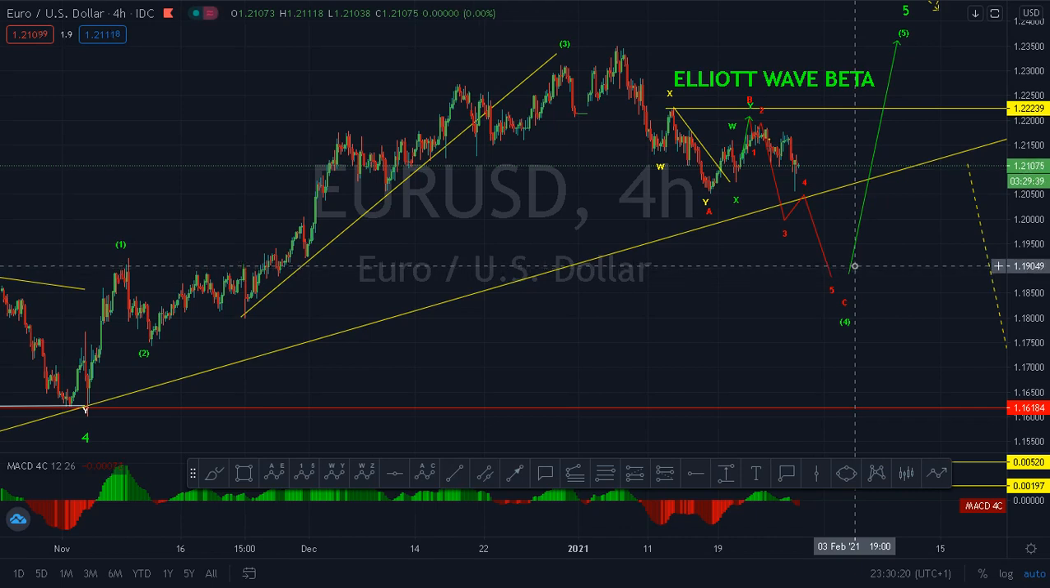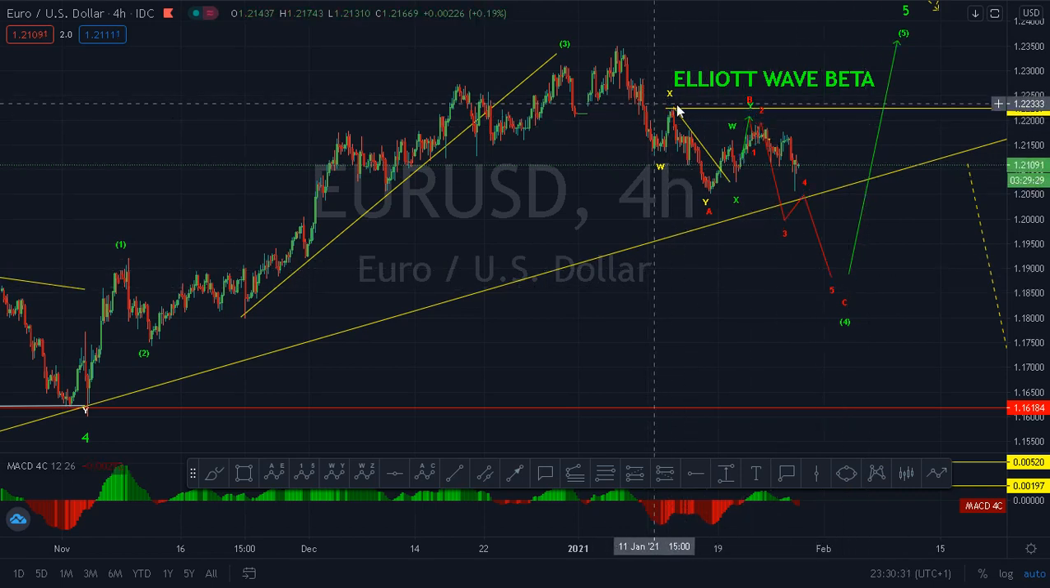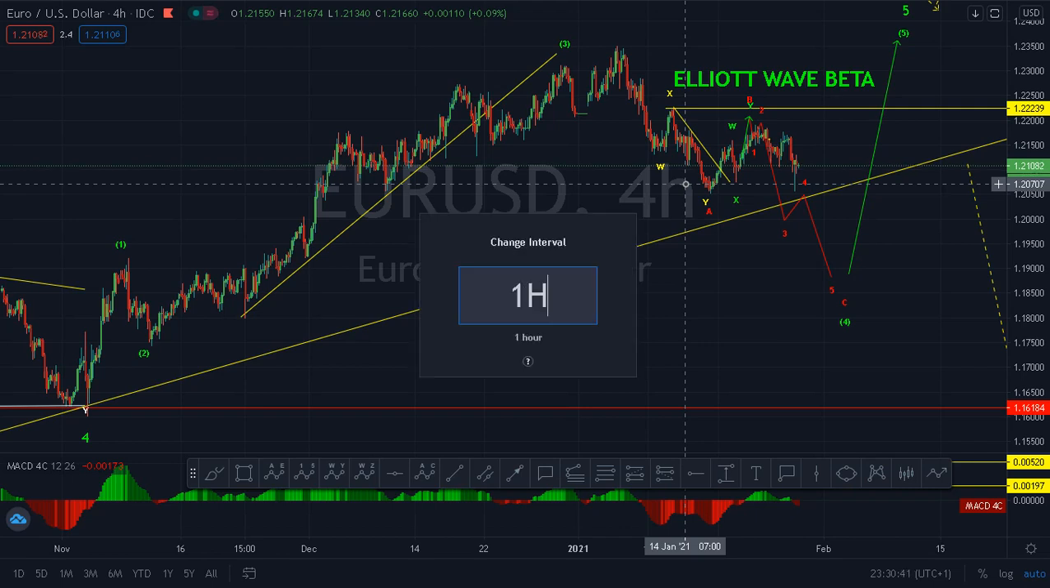My message is that I will not buy Euro USD until I see 1.19, or else it comes back and breaks this. That will only make me think about buying Euro USD, but for now, selling all the way until 1.19. All right.